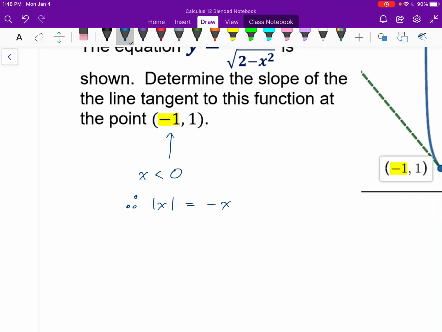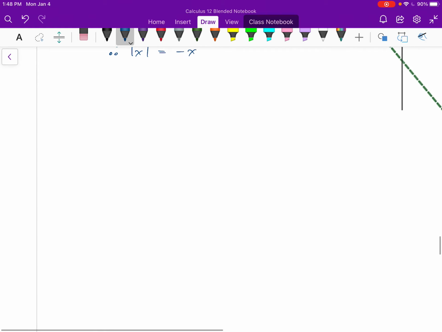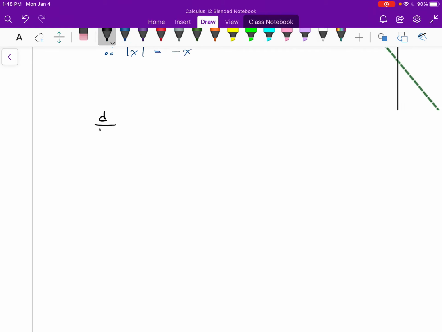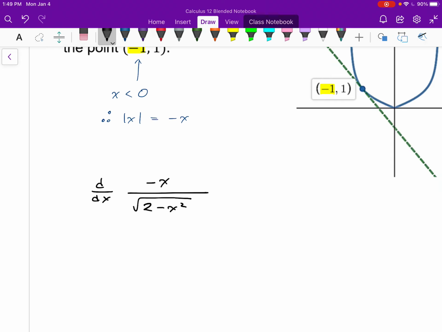So when I'm going to differentiate this, I'm not actually going to differentiate the equation I gave you. I'm going to differentiate the exact same equation, but with -x in the numerator instead of the absolute value of x. So I want to differentiate -x over the square root of 2 minus x squared. Notice the denominator, that x that's being squared, it doesn't really matter if x is positive or negative, I'm squaring it. So it's always just equivalent to x squared. So now I don't really need to deal with that absolute value anymore.